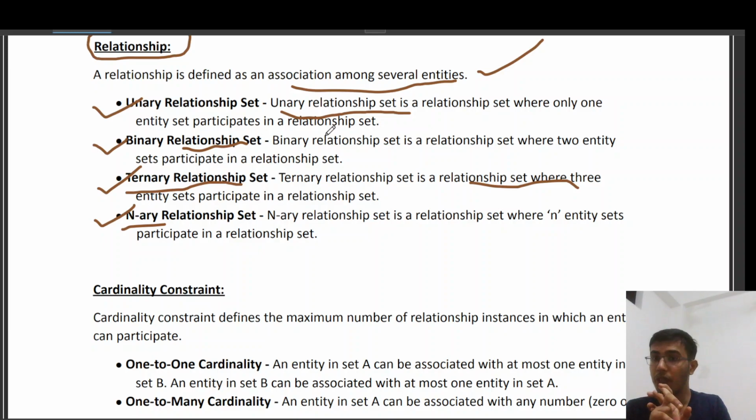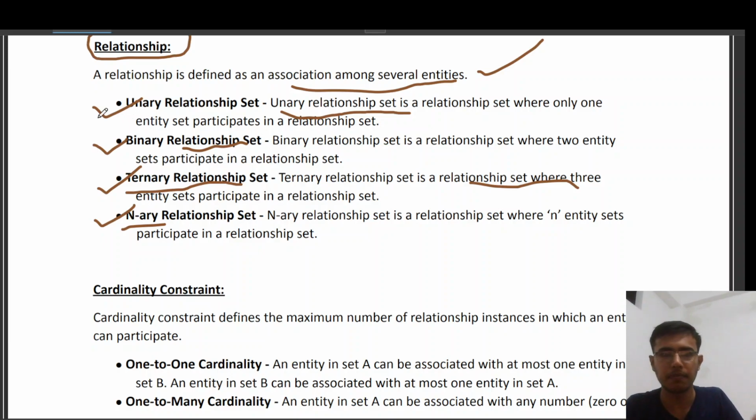Number one is the unary relationship set. A unary relationship set is a type of relation in which only one entity set participates in a relationship set. A binary relationship set is one in which two entity sets participate. Ternary means three entity sets will participate, and n-ary means n entity sets will participate.